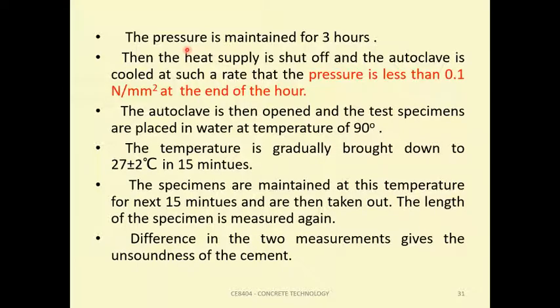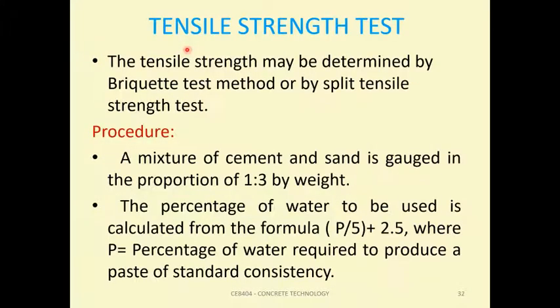The autoclave is opened and the test specimen is placed in a bath at a temperature of 90 degrees. The temperature is gradually brought to room temperature in 15 minutes. The specimens are maintained at that temperature for the next 15 minutes and taken out. The length of the specimen is measured again. The difference between the two measurements gives the unsoundness of the cement.